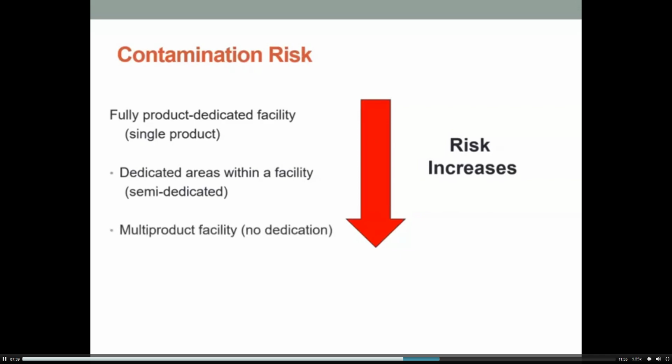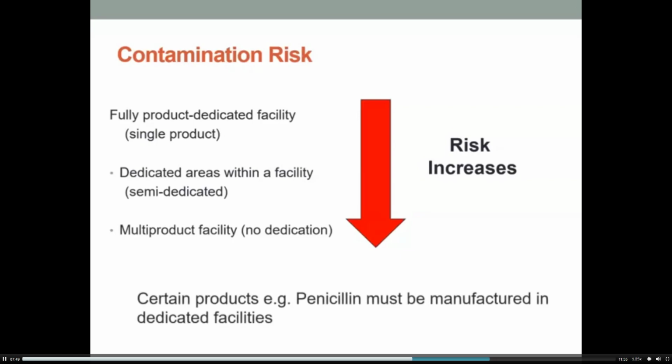And where you've got a multi-product facility, you've got a higher risk again because you don't have dedicated equipment or process lines, and here your cleaning procedures need to be very robust. Certain products, for example penicillin, because people are highly allergic to it, must be manufactured in dedicated facilities, so anything with high toxicity would need to be treated differently.